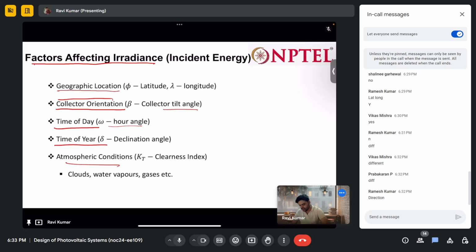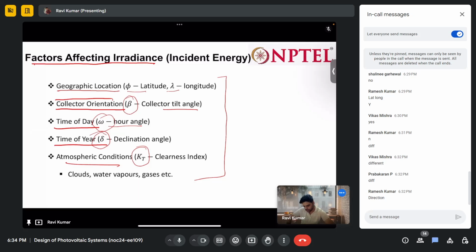So these are the factors which affect the irradiance, and here you need to understand which factor is having a particular variable. Every factor is having a particular variable, like geographic location having latitude, longitude, collector orientation having this beta, that is tilt angle, time of the day having this hour angle, time of year having this delta angle, atmospheric condition having this KT, that is clearness index. So if we get some formula which is having all these variables, then we can find out the true irradiance at a particular place to calculate the requirement of our PV system. So it means the location, the condition, the time are also important in calculating the efficiency or requirement of a solar PV system.